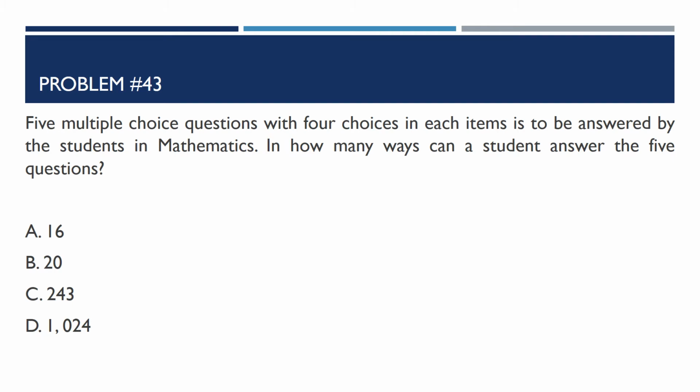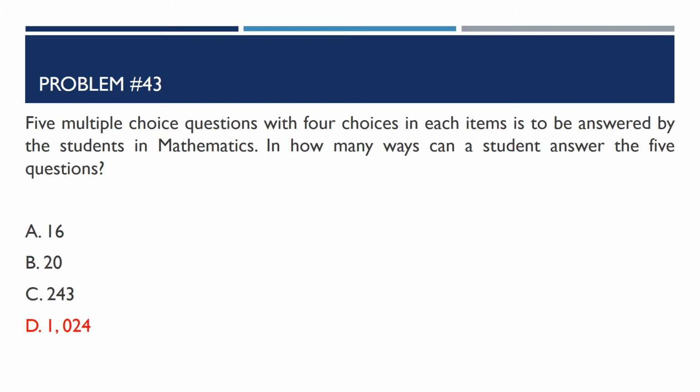Number 43. 5 multiple choice questions with 4 choices in each item is to be answered by the students in mathematics. In how many ways can a student answer the 5 questions? So let's find out the answer. The answer for this problem is 1024. So how do we get this answer?